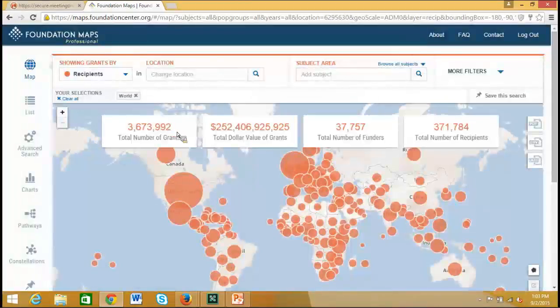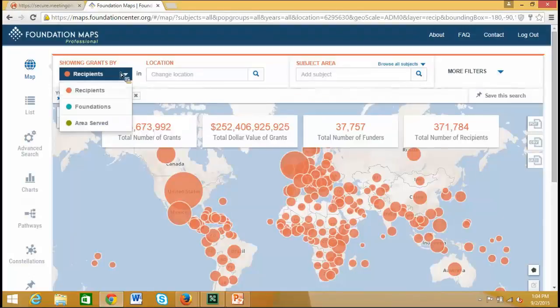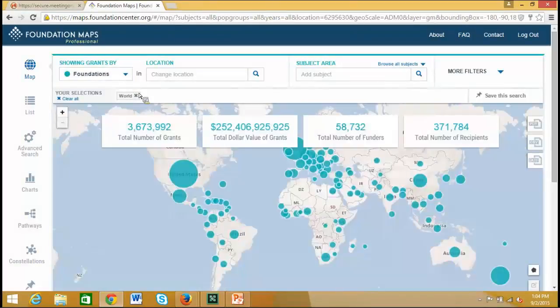The overall number of grants has increased by a few thousand, including the foundation programs and PRIs. The best way to find these non-U.S. foundations that are added is if we click from Show Grants By, and right now the orange bubbles are recipients. This is the default view when you log into Foundation Maps. However, if you go to Foundations, you see these teal bubbles, and then you'll see there's 58,000 funders. So let's go look at one of them.